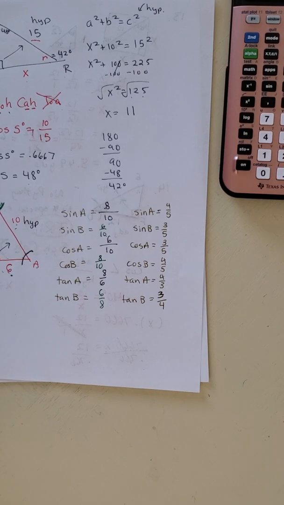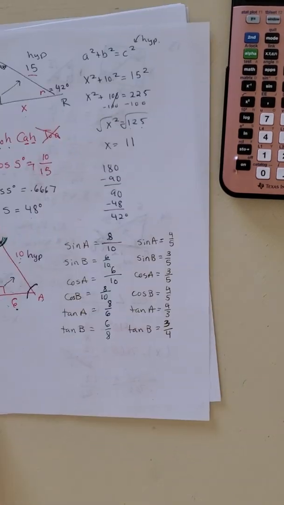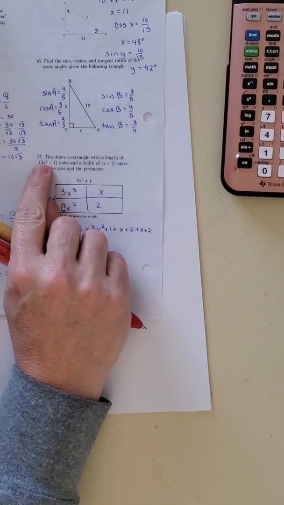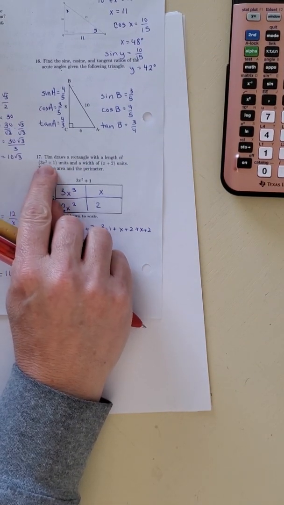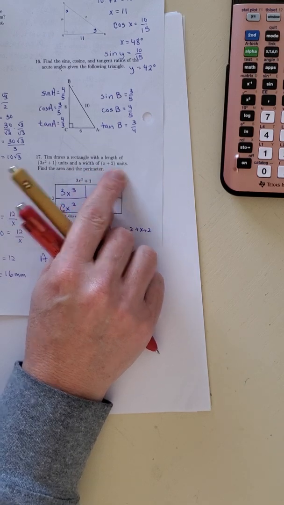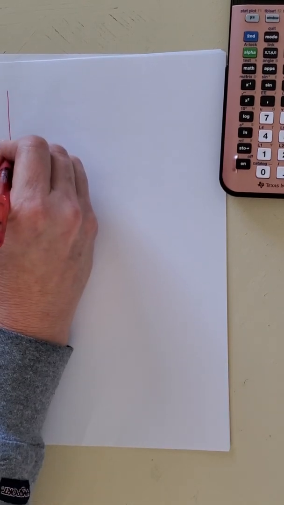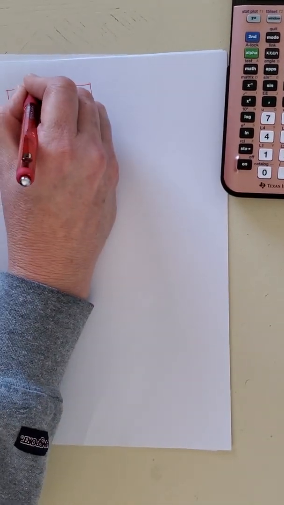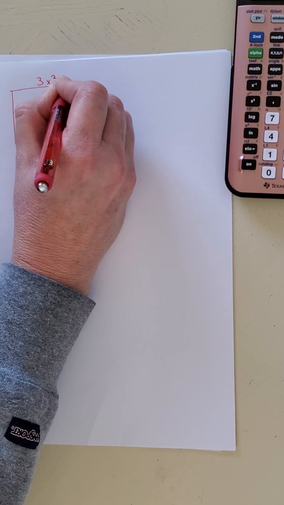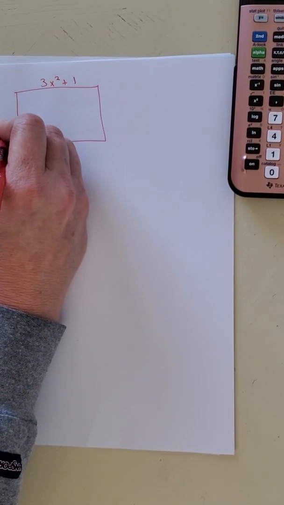All right, and last one, number 17, says Tim draws a rectangle with a length of 3x squared plus 1 units and a width of x plus 2 units. Find the area and perimeter. So I'm going to redraw Tim's rectangle. This is 3x squared plus 1, and this is x plus 2.